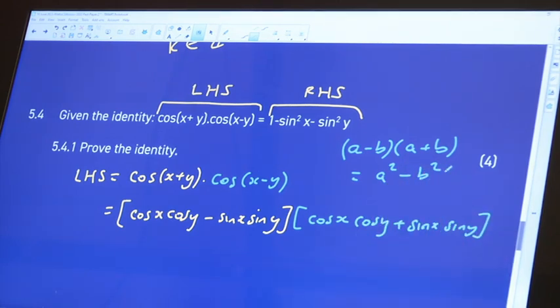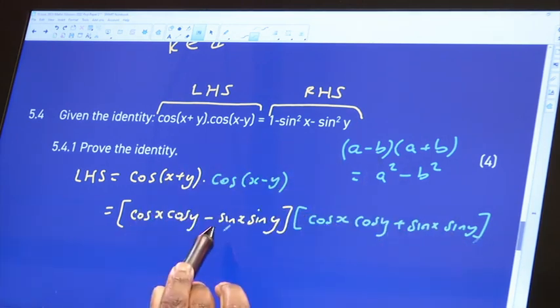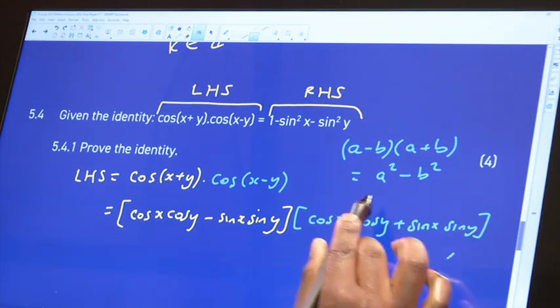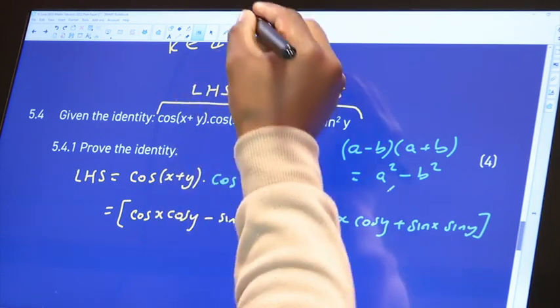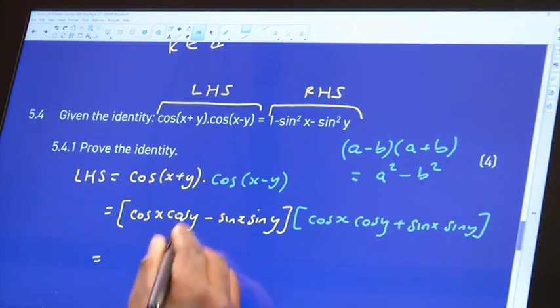If you don't see that, there's no shame in going the long way, this by this, and this by that, and then this by this, and then this by that. You're going to get a long string of terms, and then some of them will cancel, of course, leading you to just the difference of two squares. So we're going to take advantage of that. Let's go. It's going to be the first one times the first one, which is the first one squared.